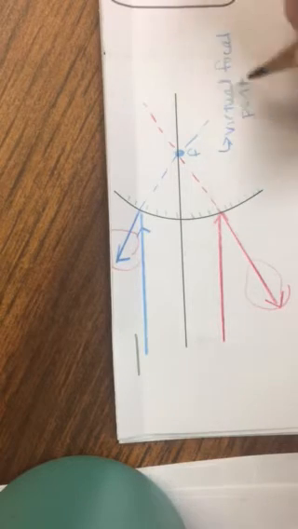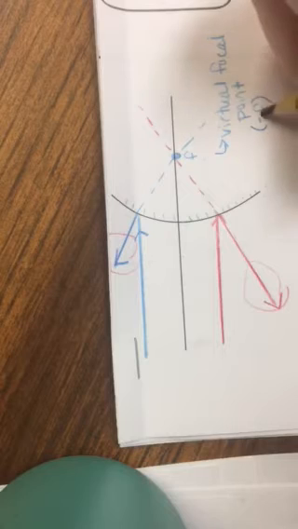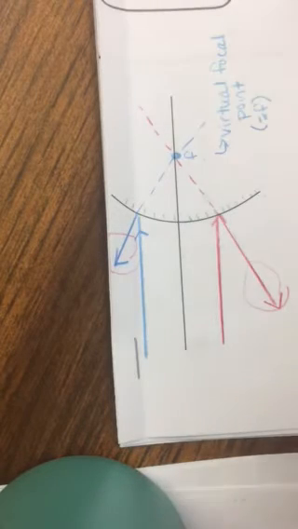This will be important when we get to equations. This will become a negative focal point. So remember that, because it's actually on the other side.